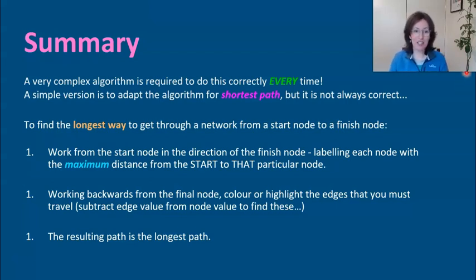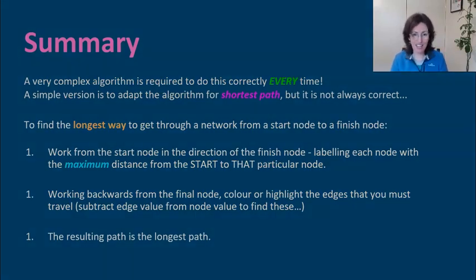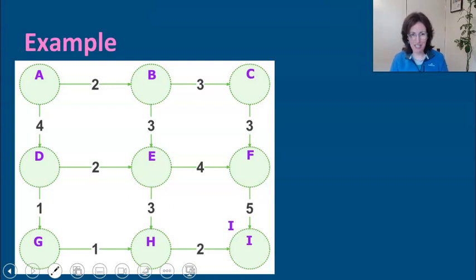Once again, we're going to work from the start node in the direction of the finish node, and we're going to label each node with the maximum distance from the start to that node. So we're going to choose the biggest number this time round. And then when we get to the end, we need to work backwards. We're going to highlight the path that we take and label the path appropriately and work out what is the longest path. So launching into an example here.